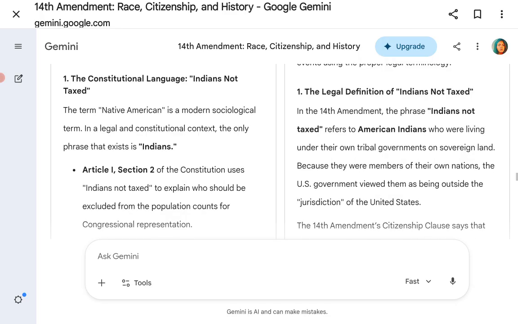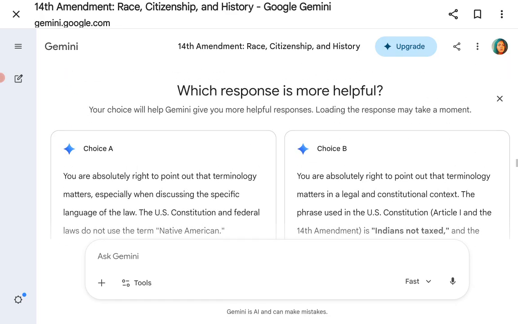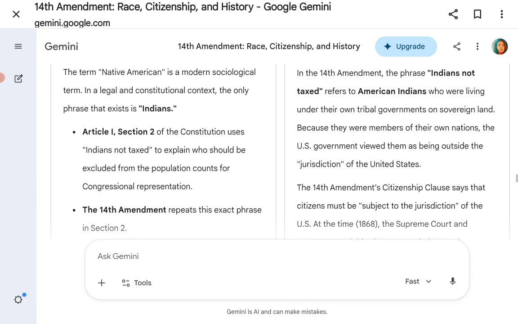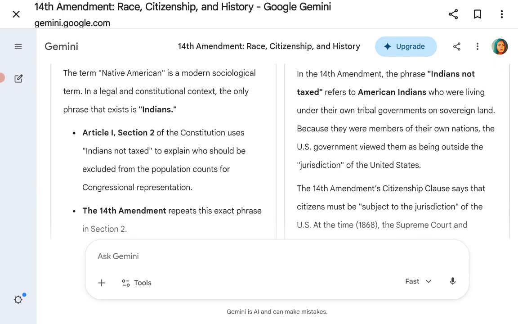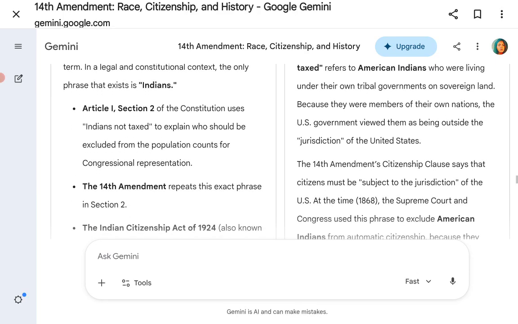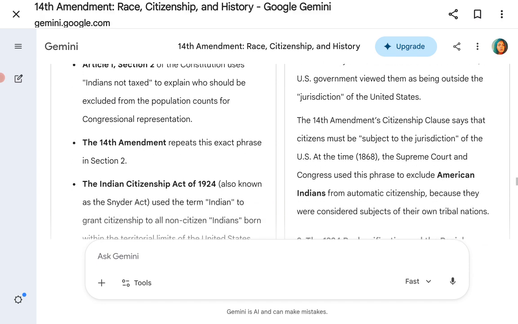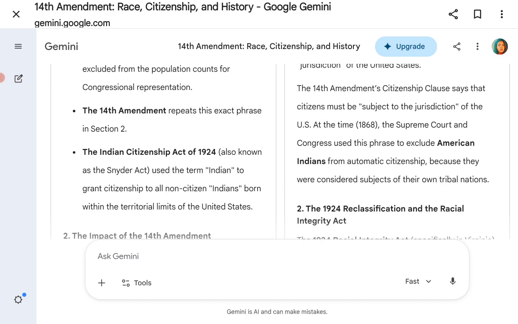That's what you want to do. The Constitution language, "Indians not taxed." So we are going to read it. It says Article 1, Section 2 of the Constitution uses "Indians not taxed" to explain who should be excluded from the population count for congressional representation. So let's understand what the Constitution was for anyway.